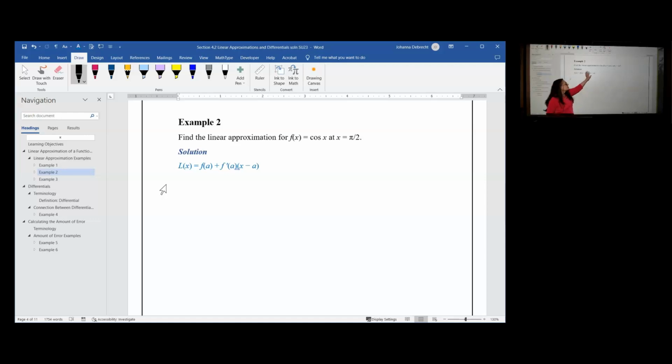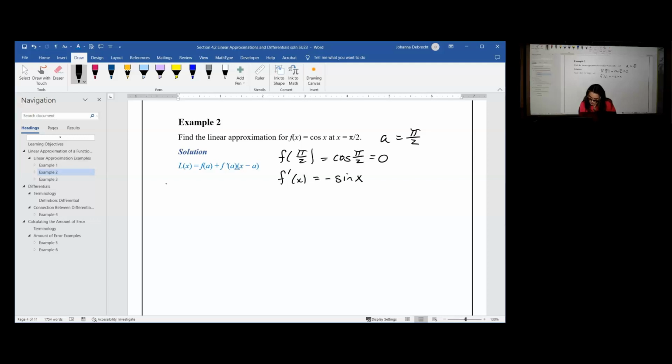Let's go ahead and find the linear approximation function for this now. In order to do that, we have to identify our a as pi over 2. Then we have to compute the function value at that point, which will give us cosine of pi over 2, which we know is 0. Then we need the derivative for the slope of the tangent line, and the derivative of cosine of x is negative sine of x. Then we evaluate the derivative at the value of a. This gives me negative the sine of pi divided by 2.